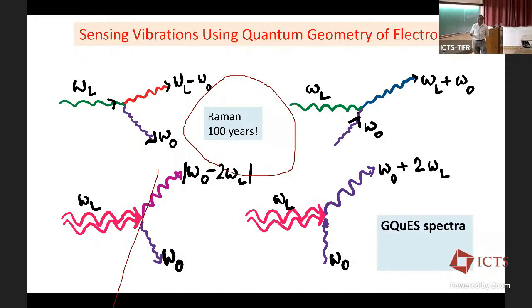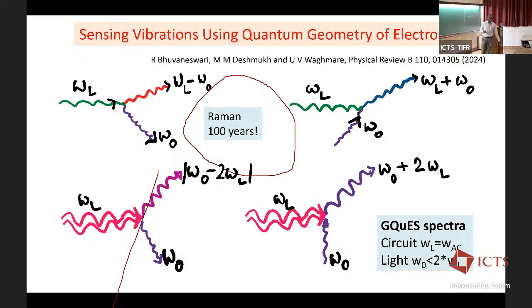We call this the G-quase spectra, and if you use it in a circuit model, omega light will be replaced by the AC frequency of a circuit operating voltage. And if the frequency of light is larger than the phonon frequency, it becomes basically light-related spectroscopy, emissive or radiative spectroscopy. That is essentially similar to Raman, but the mechanism is in quantum geometry. And this is the paper which presents this.